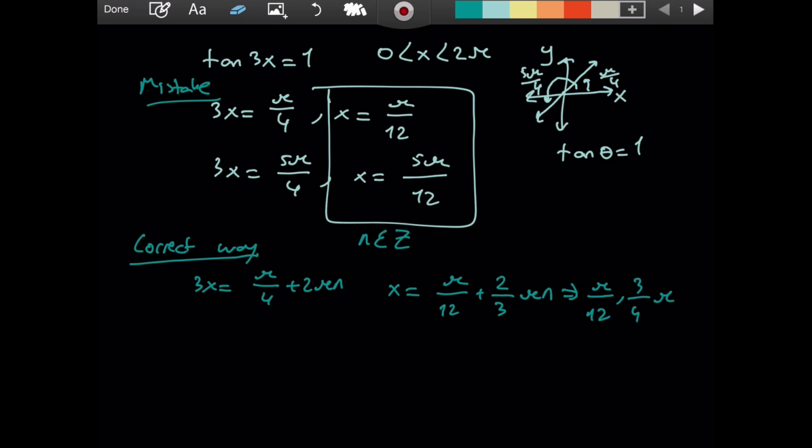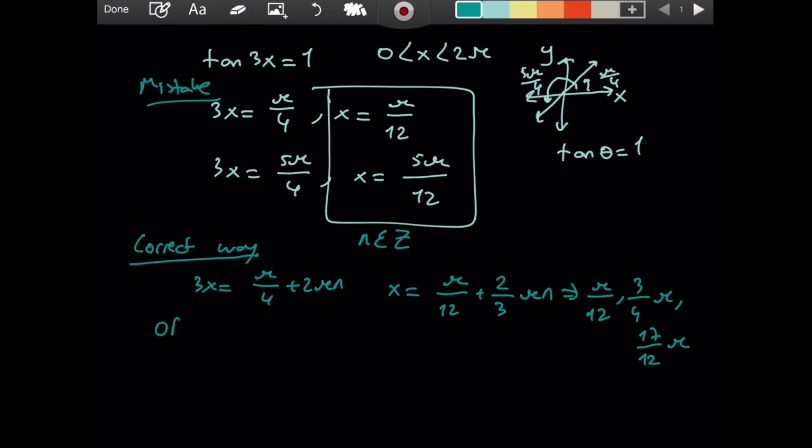And can we have anything else? Well, let's try. If I were to put 2 for n, I would have pi over 12 plus 4 over 3 pi. So 12, 16, that is 17. There is not enough space, let me write it below. It is 17 over 12 pi. It is less than 2 pi. And if you were to give 3 this time, it would exceed the domain. So that's why we stop.